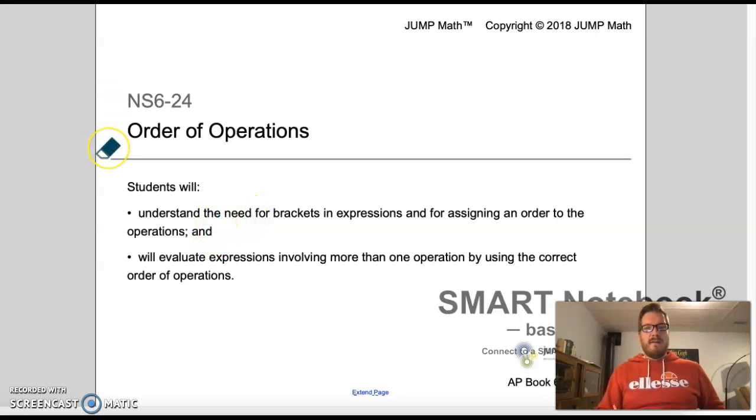This one's called Order of Operations, again out of our math workbook. There are a couple of learning targets there that are kind of teachery, wordy, jargony stuff. All it basically means is that I'm going to teach you about what brackets are in math sentences and how to use them. And then I'm going to teach you about how to use order of operations.